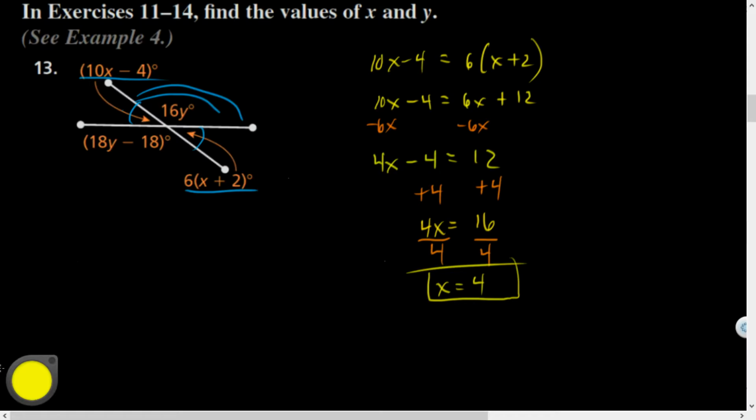And then similarly, I could compare, I labeled this with a double arc in blue. Yeah, I could solve for y using a linear pair postulate, but why not just compare y's to y's using another vertical angle theorem? 16y equals 18y minus 18.